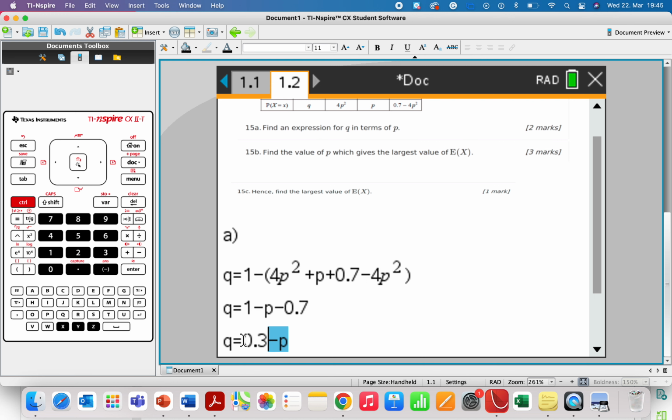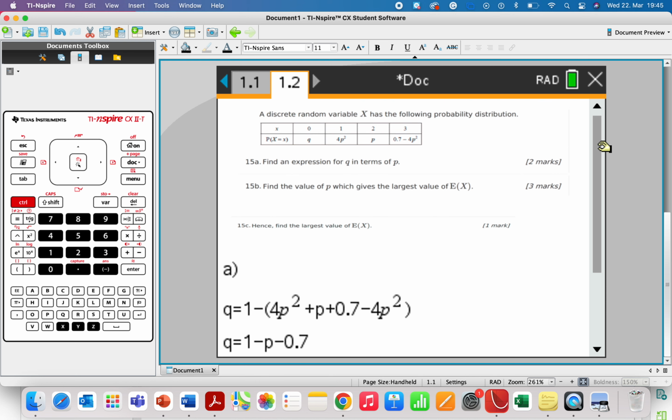Now, we don't really need this for parts B and C, because it wants you to know the value of P which gives the largest value of E of X. Well, look, we know how to calculate E of X. It's just the sum of 0 times Q plus 1 times 4P squared plus 2 times P. So let's go and write that out. Let's write what E of X is and then discuss it from there. But look, 0 times Q is going to be 0 anyway, so that'll cancel out.